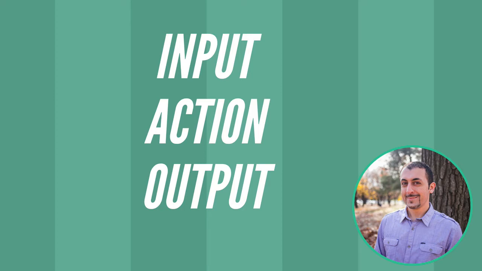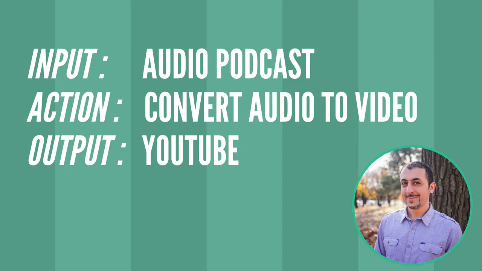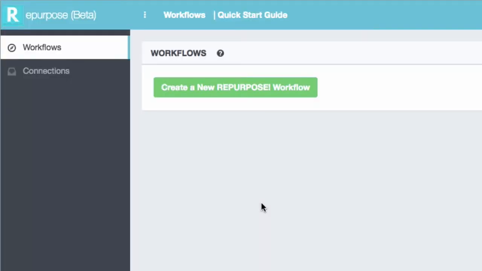So for example, you want to take your podcast and you want to convert it to a YouTube video. Your input would be your audio podcast feed. The action would be convert audio to video, and the output would be your YouTube channel. Let me show you how this works.